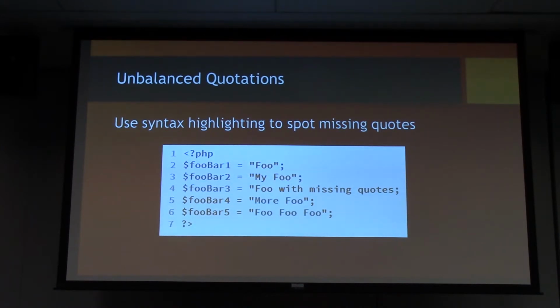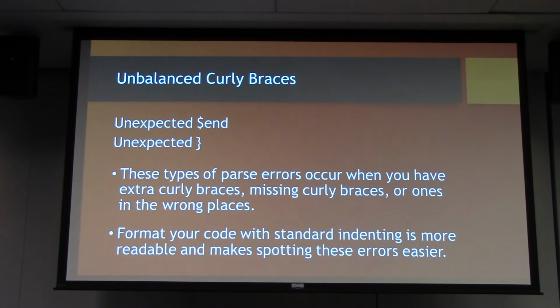Unbalanced quotations. That is, if you're missing a single quote or a double quote, you can usually catch these in your code editor. If you're using a code editor that has syntax highlighting, you'll be able to spot those errors very quickly. You can see in this code editor, all these strings are highlighted in orange. And where I'm missing a quote, suddenly the colors got reversed. So if you have your syntax highlighting turned on while you're typing, you'll be able to catch those mistakes pretty quickly.